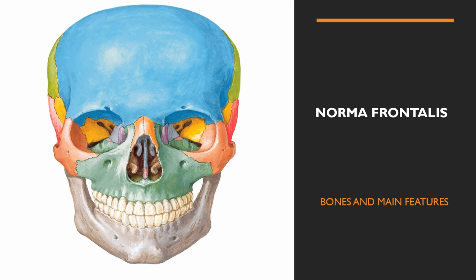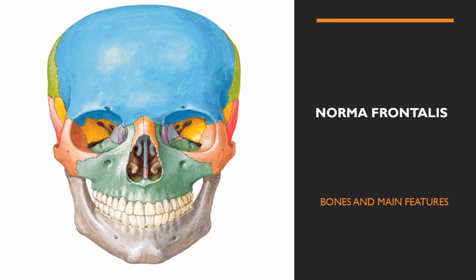The frontal bone, which is the first one, forms the forehead and the upper part of the eye sockets up to here, and the roof as well of the eyeball. The key features of the frontal bone are the superciliary arch. We have a small arch, which is here. It's more prominent in males than in females. It is called superciliary arch.